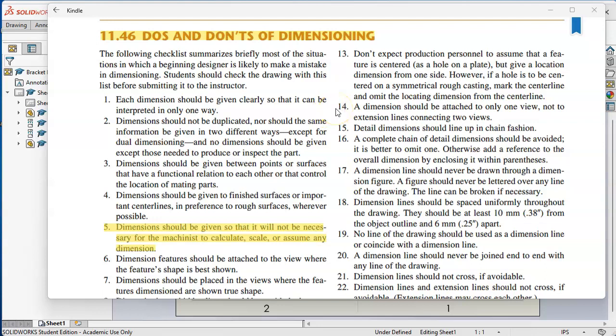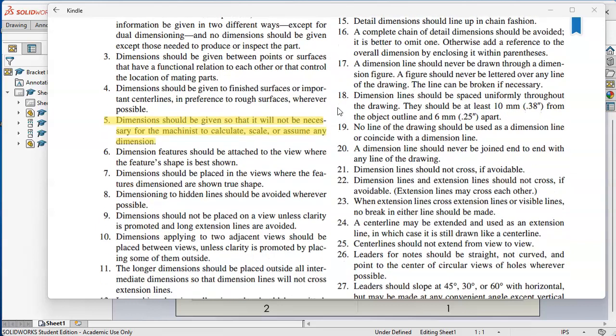A dimension should be attached to only one view. Detailed dimensions should line up in a chain. Complete chains of detailed dimensions should be avoided. You want the overall dimension and you want the stack up, and omitting one just means that you're, again, back to not doing math and providing clarity. Because chain dimensioning provides also for a stack up of tolerances, I would almost say don't chain dimension.